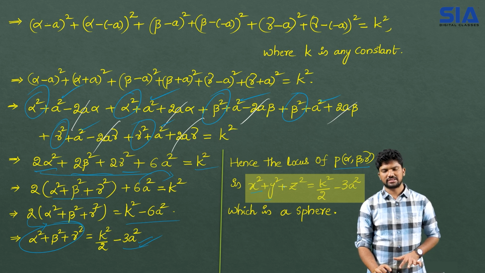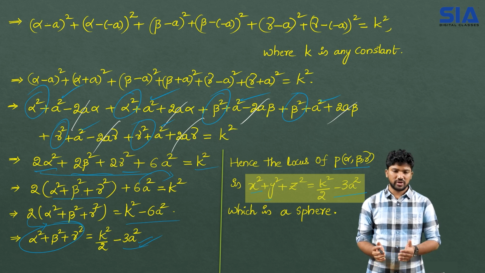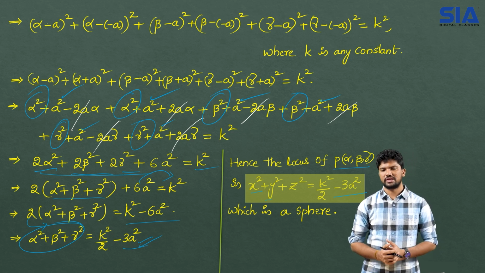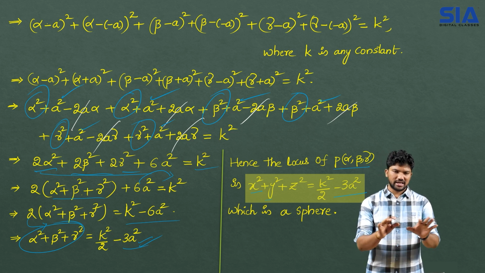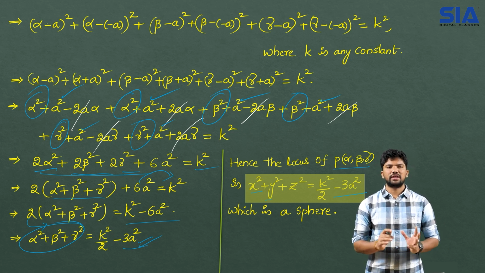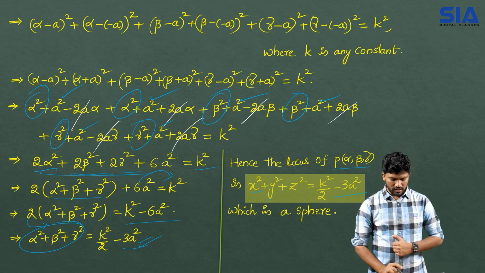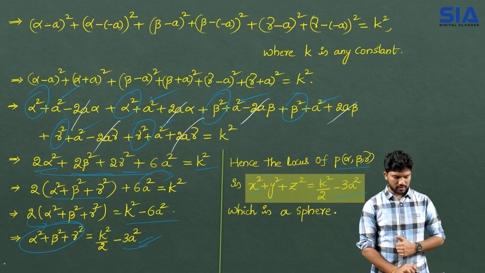X square plus y square plus z square is equal to k square by 2 minus 3a square. So it is also a sphere equation. Therefore resultantly the locus of the point P of alpha beta gamma is a sphere. So this is the total explanation of this problem.